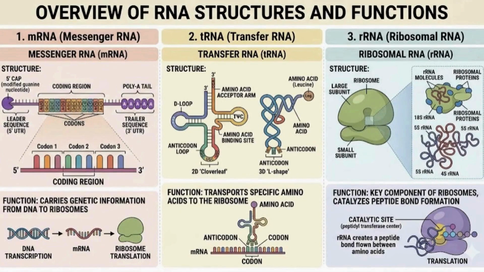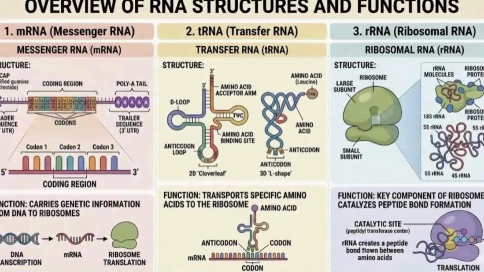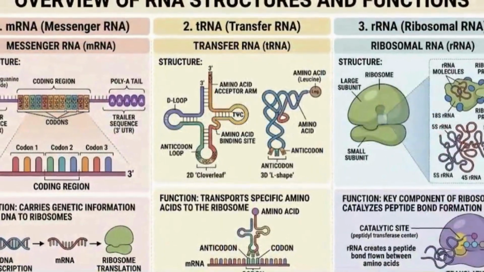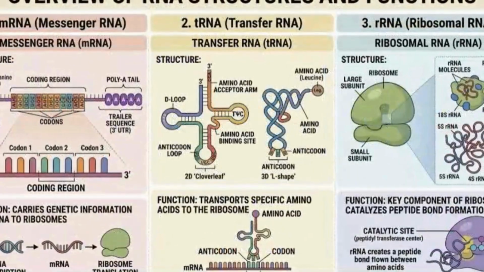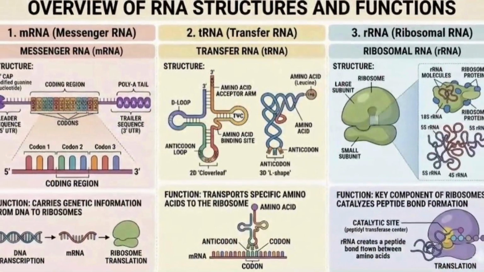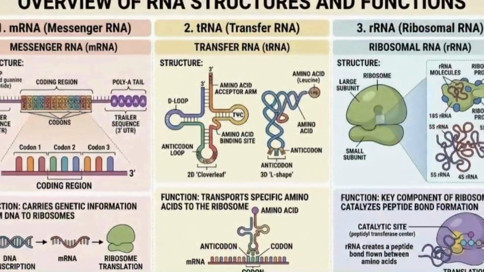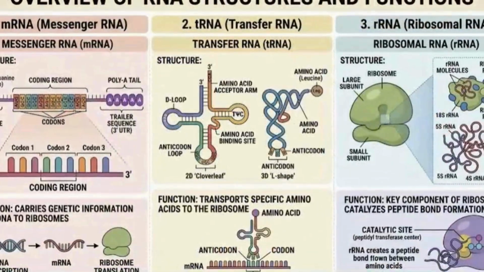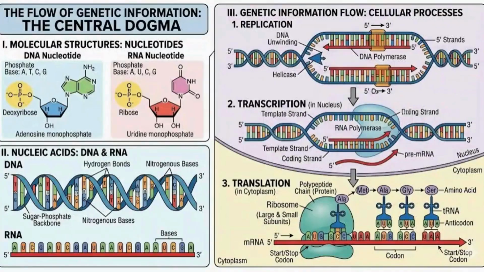Messenger RNA carries genetic instructions from DNA. Transfer RNA helps deliver amino acids during protein synthesis. Ribosomal RNA forms the structural and catalytic core of ribosomes. Additional regulatory RNA molecules also participate in controlling gene expression. Because of these diverse roles, RNA is considered both an informational and functional molecule. Now let's summarize the major concepts discussed throughout this presentation.